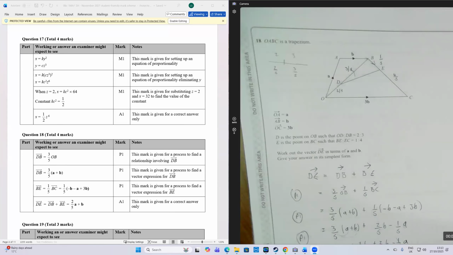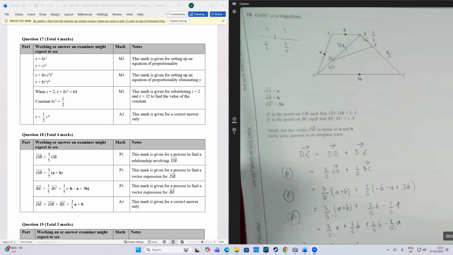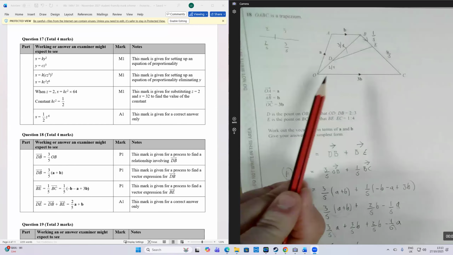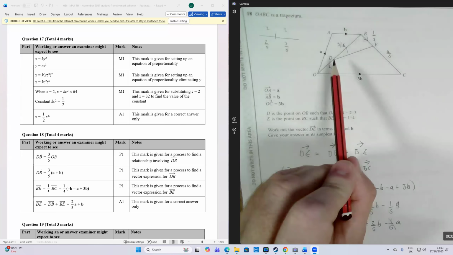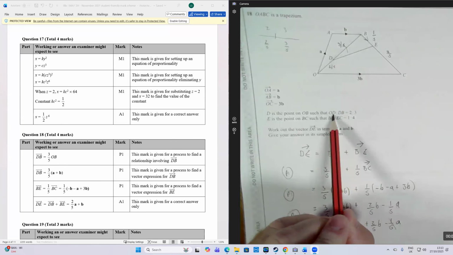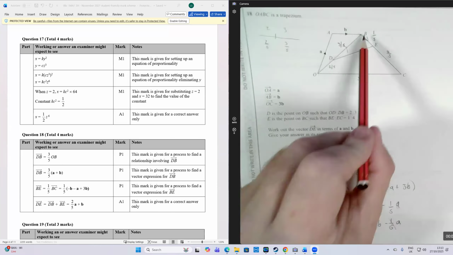Question 18, a vector question. I think this is not too bad of a vector question. It's quite a fair one, I think. OABC is a trapezium. So O to A is a, A to B is b, O to C is 3b. D is the point on OB such that OD to DB is 2 to 3.